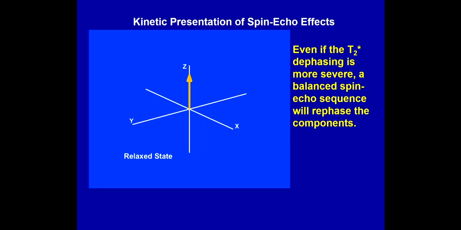Now, if we go to a worse scenario, the question you may wonder is, will it still work? And yes, but here it's drawn out. We tip into the XY plane, we get dephasing, and see it's farther out. Then comes the refocusing pulse, and things that precessed 80 degrees will come back if you allow the same length of time.